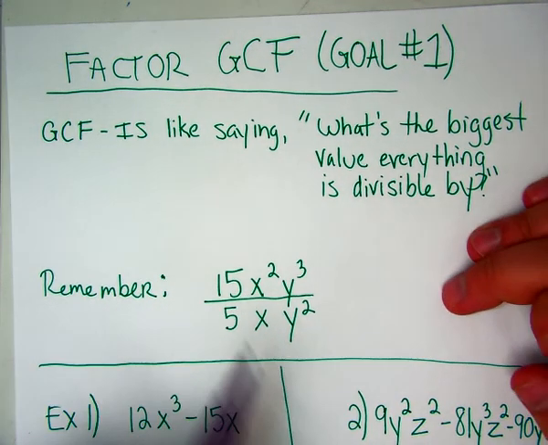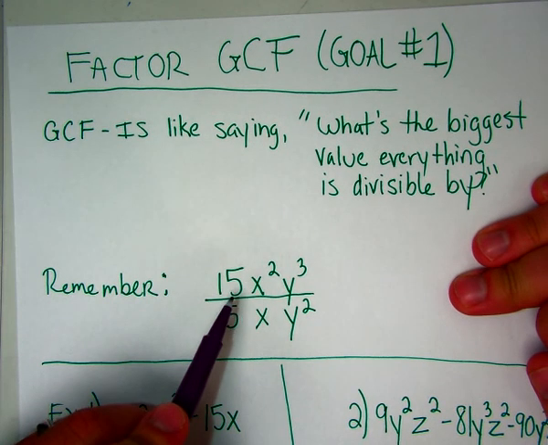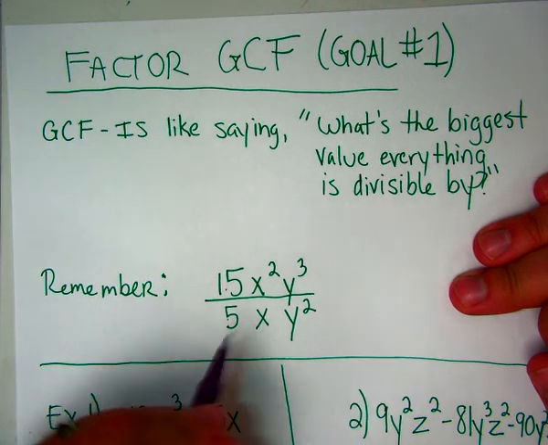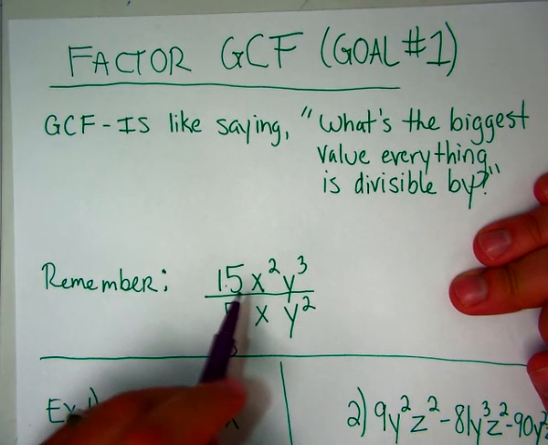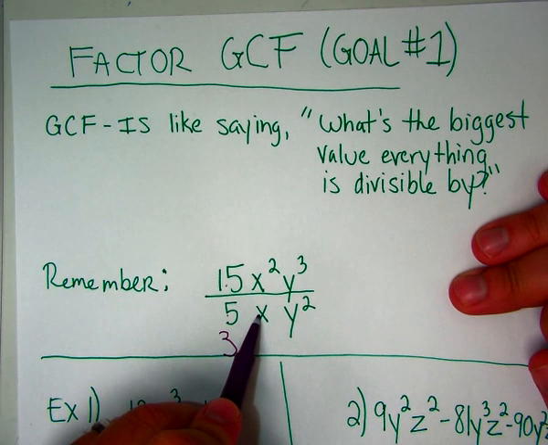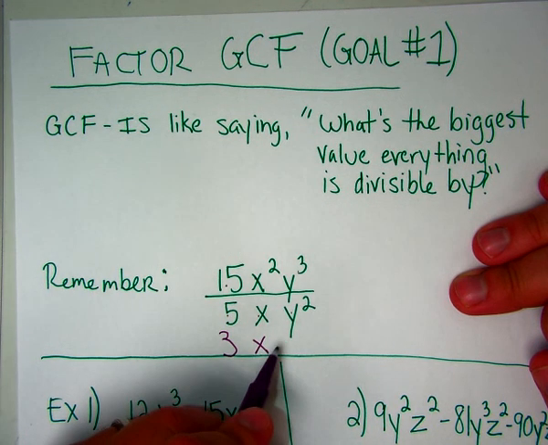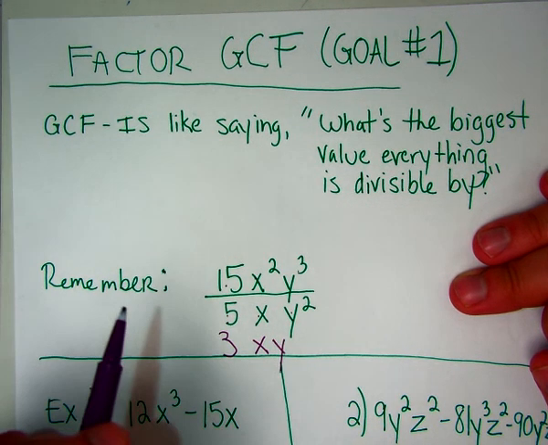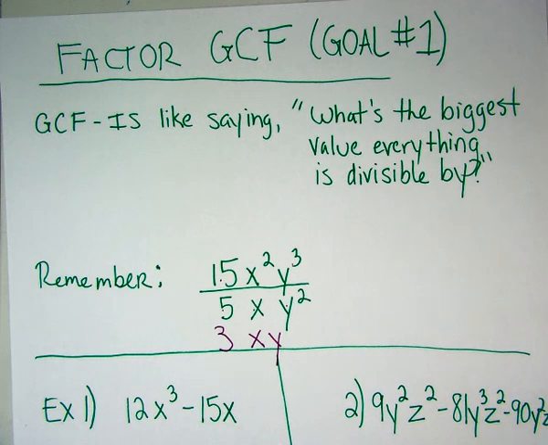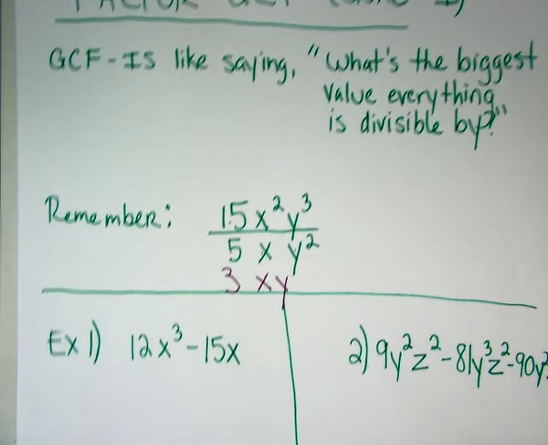So if we were to simplify this, remember we just do it part by part. So what is 15 divided by 5? We get an answer of 3. x squared divided by x, we just get x. And y cubed divided by y squared, we just end up with y. So the simplified form of that is 3xy. Now how does that come into play here? We're going to see in a few of the problems here.